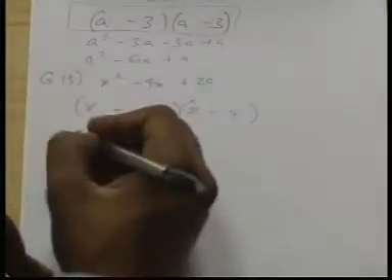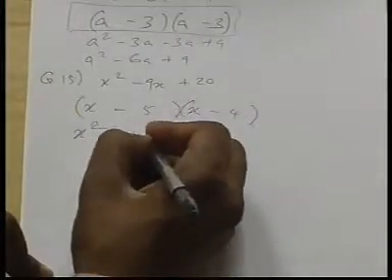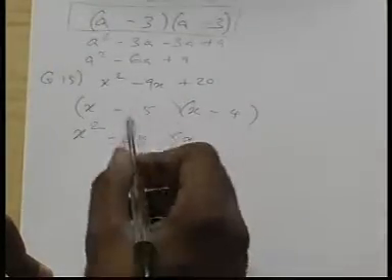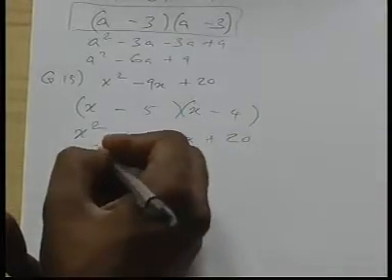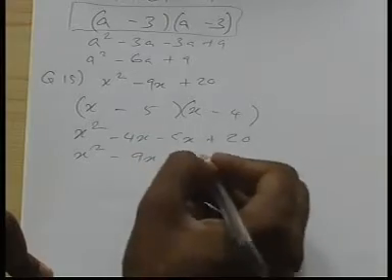x times x is x squared. x times minus 4 is minus 4x. Minus 5 times x is minus 5x. Minus 5 times minus 4 is plus 20. x squared, minus 4 minus 5 is minus 9x, plus 20. So it has worked.